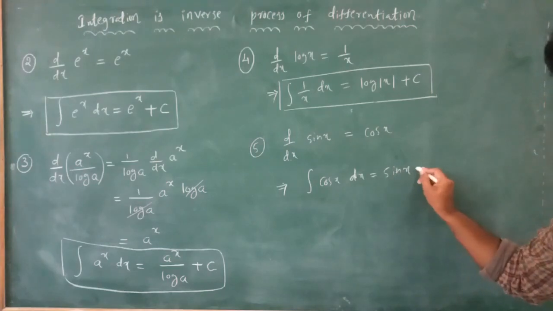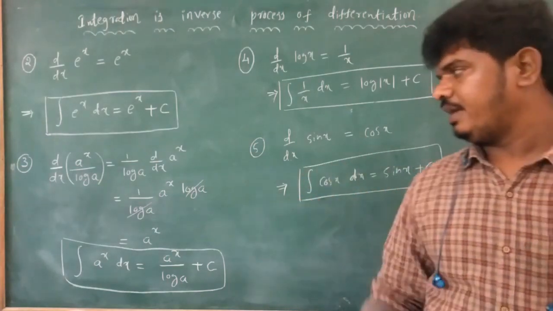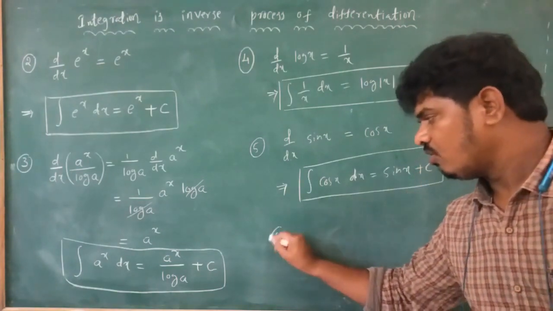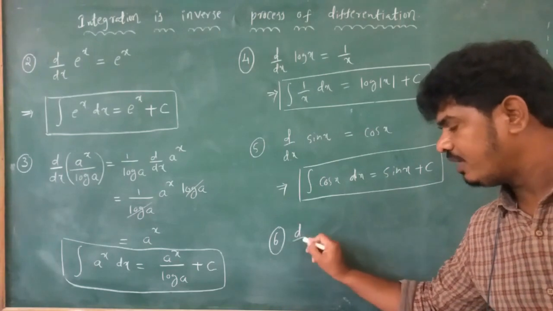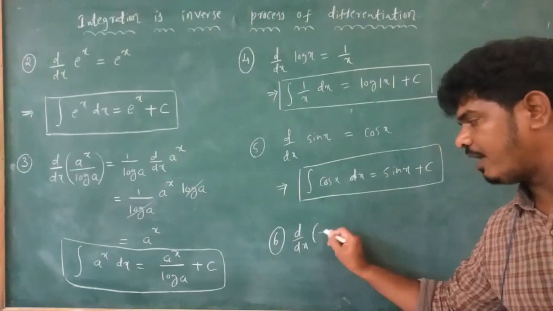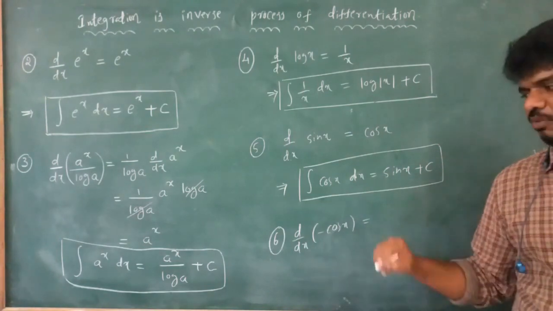Sin x plus c. It is the fifth formula. Next, sixth one. What is the derivative of minus cos x? Just here I am taking it to get the formula, don't get confused.